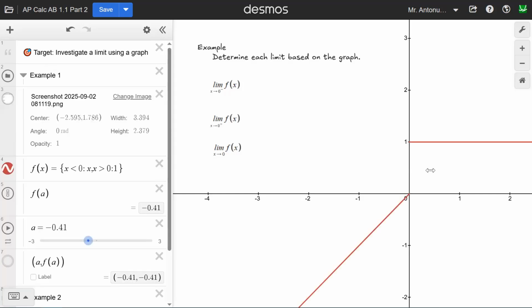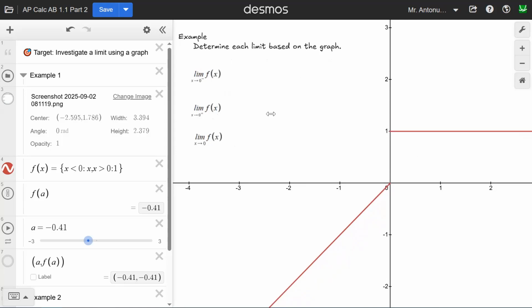If we look at this graph right here, it's a piecewise function. We want to determine each limit based on this graph. Notice the first one, limit as x approaches 0 from the left. If I let x approach 0 from the left side of 0, if I click and drag this point here, I'm going to approach 0 from the left. The function value is going to show up right here. If I approach 0 from the left, you can see that the function value approaches 0, and also on the graph, you can see it approaches 0.